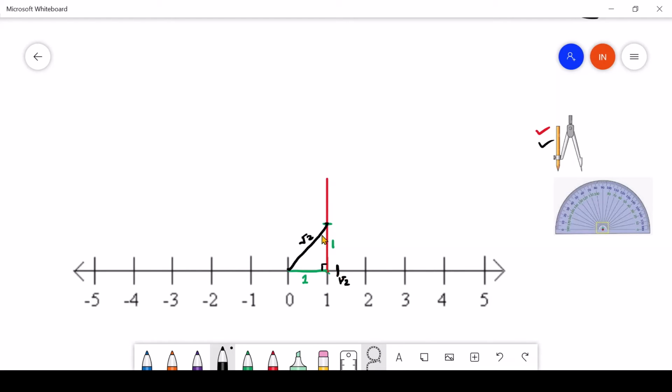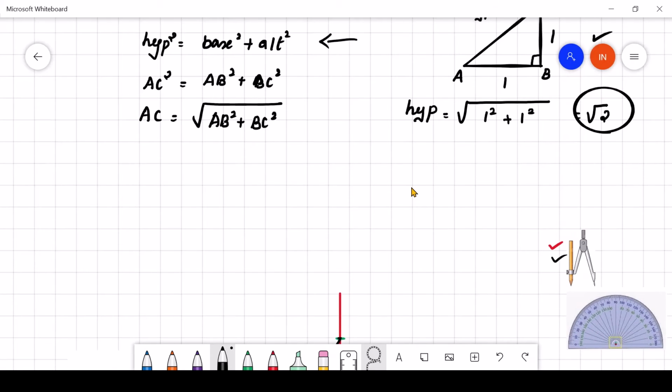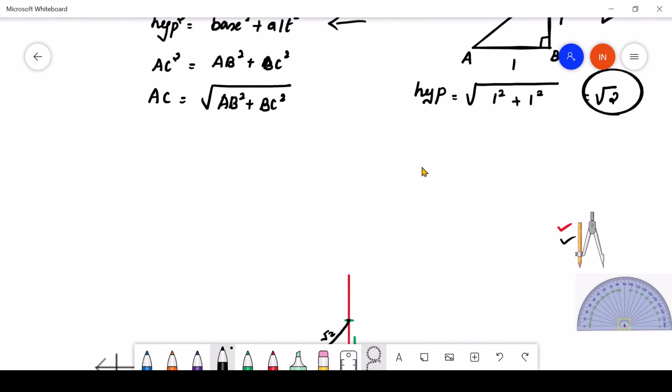How can we represent a root 3 on the number line? So for that purpose, let me move back to where we stopped for root 2 finding. So here, root 3 is what you have to get, right? So how can we do it?